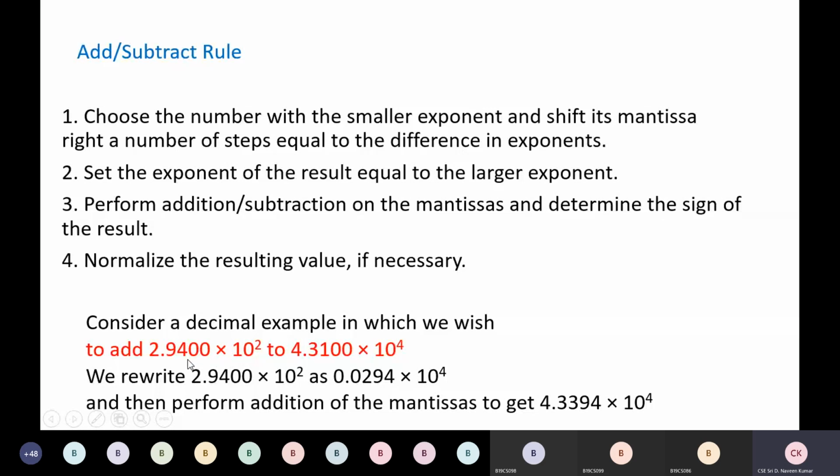In order to make it 10 to the power of 4, we need to shift it. You can see this is converted into 10 to the power 4 by shifting the point towards the left. So 2.9400 is changed to 0.0294 times 10 to the power of 4. This is equivalent to the original. Now we can add these 2 numbers because their powers are equal.